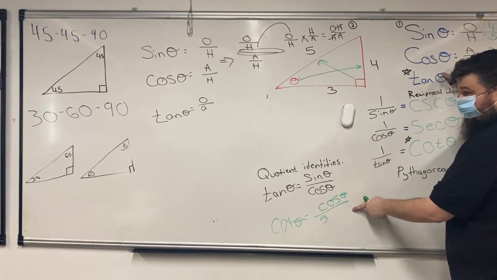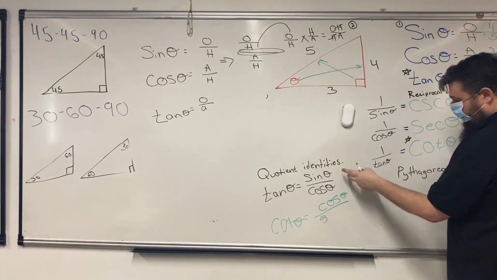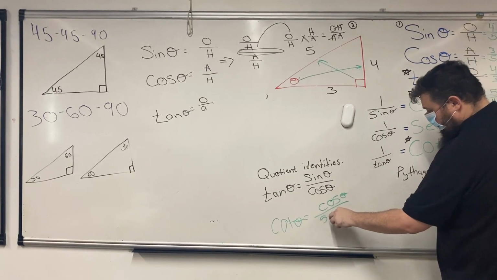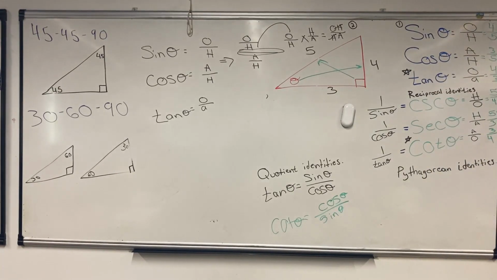So would it change? It's literally just the reciprocal. So if I have tangent, I can just flip it upside down to get cotangent. And if you look here, 4/3 flipped is just 3/4. So those are your quotient identities.